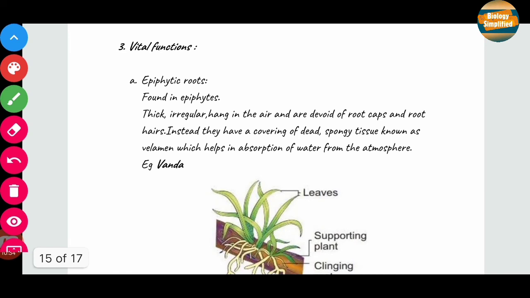Next, we'll talk about the adventitious roots modified for vital functions. Now, what do we mean by these vital functions? Basically, some of the adventitious roots get modified to perform certain functions which are otherwise performed by other structures. So let's start with this. Number one is the epiphytic roots. These are found in epiphytes.